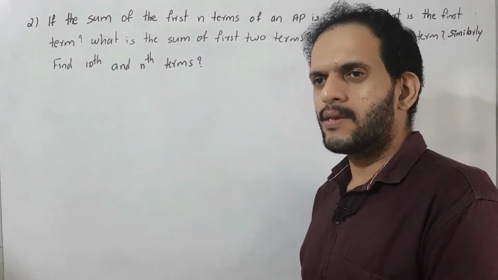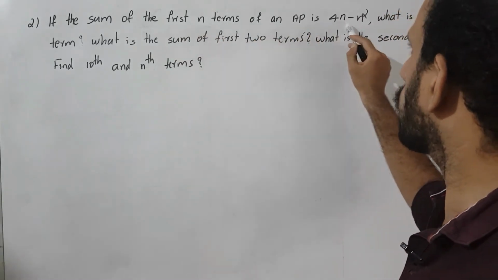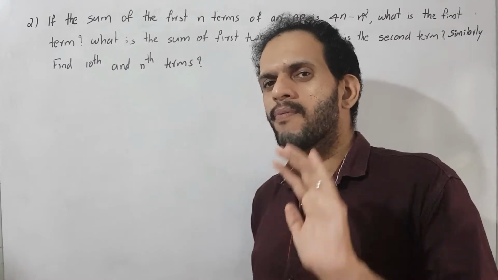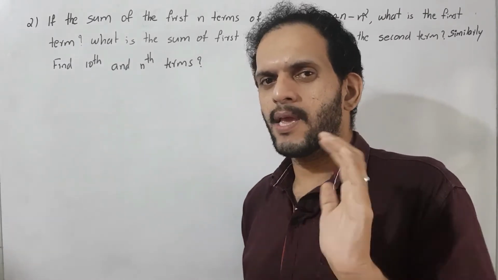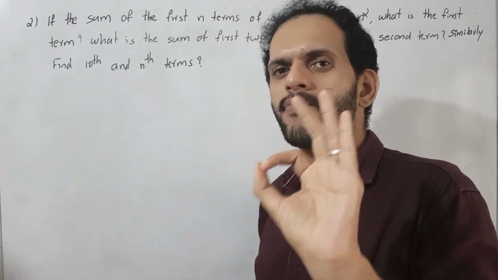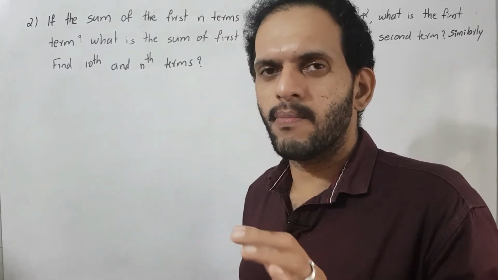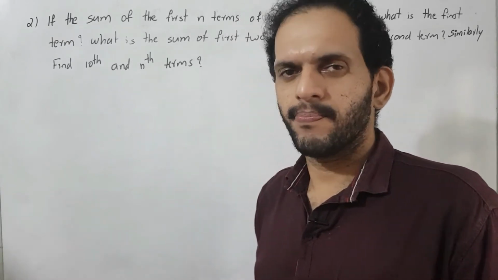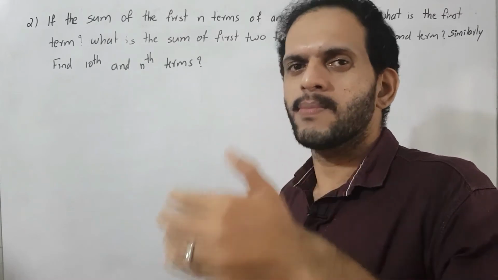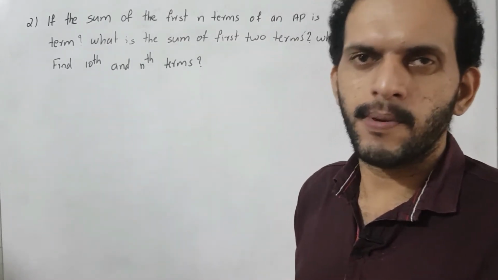What is given here? The sum of the first n terms of an AP is 4n minus n square. This means it is the general form of the sum of an AP. The previous question gave the general form of terms of an AP. Here is given the general form of sums of an AP.